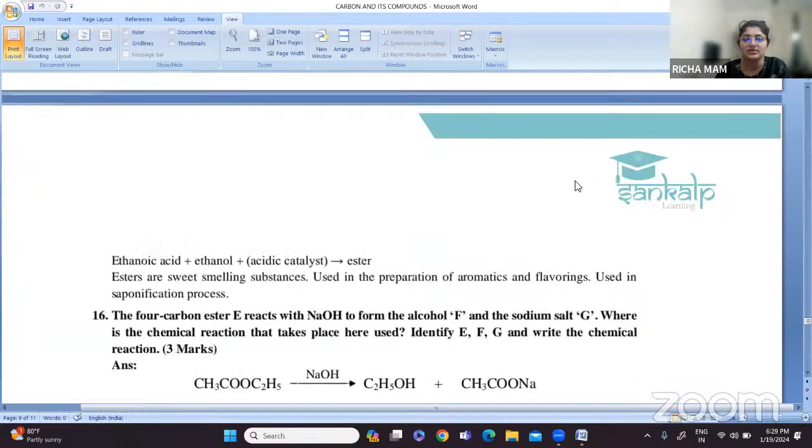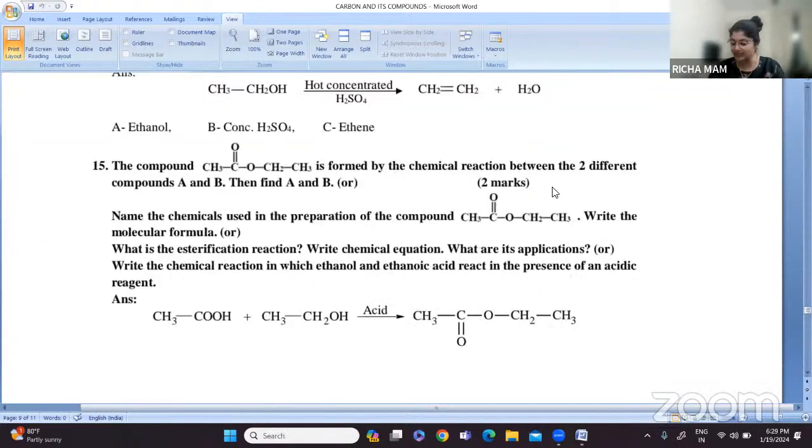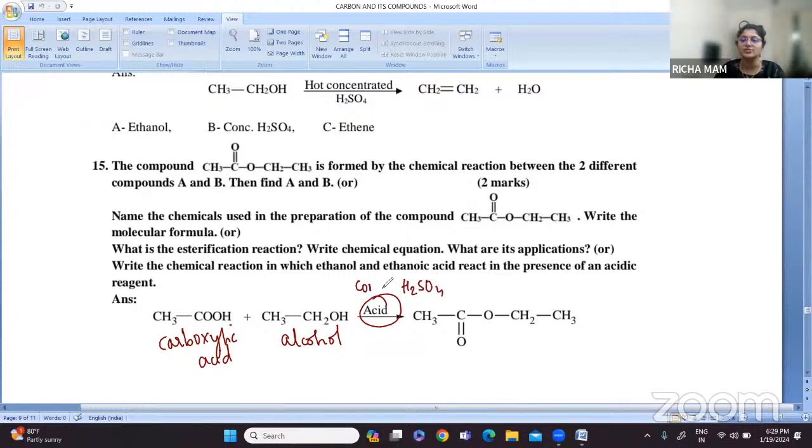So what is the answer? As I have told you, what is esterification reaction? The esterification reactions take place between a carboxylic acid and an alcohol, in the presence of a concentrated acid like H2SO4, and you get an ester. So this is a chemical equation. For the explanation, 1 mark, and for the chemical equation, 1 mark.